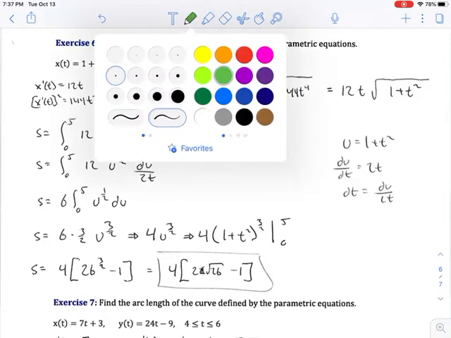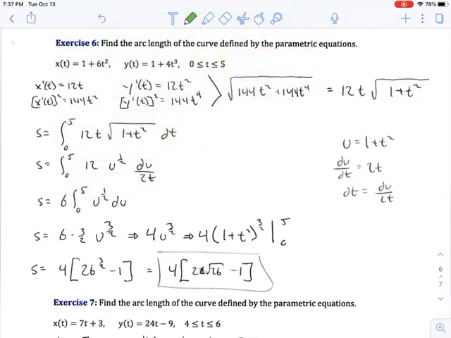Let's do this one in green. So I like to start the same way. X prime of t is 12t. That comes from x of t. And then squaring that, we have 144t squared. Y prime of t is 12t squared. And squaring that, we get 144t to the 4th.